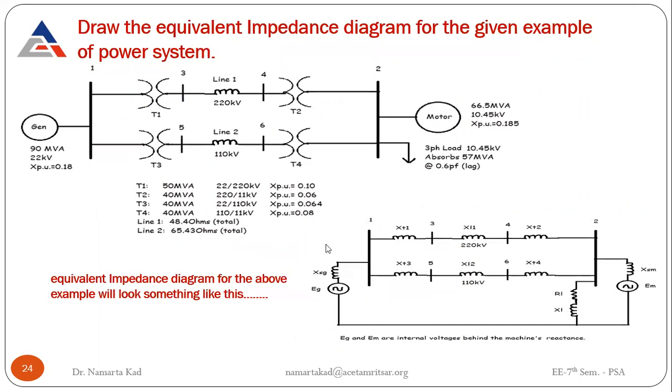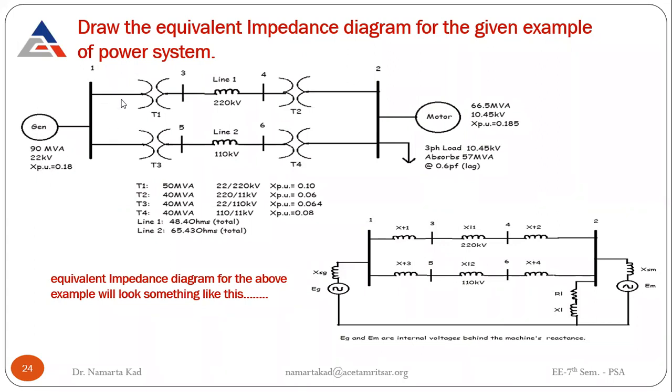Now this is another numerical, but before starting with this numerical, let's do some poll questions. Now let's start with this numerical. You have to draw the equivalent impedance diagram for the given example of a power system. The single line diagram is given in the question. Here is one generator with 90 MVA, 22 kV. Its per unit reactance is given, that is 0.18.